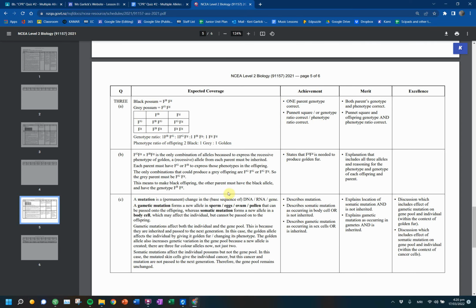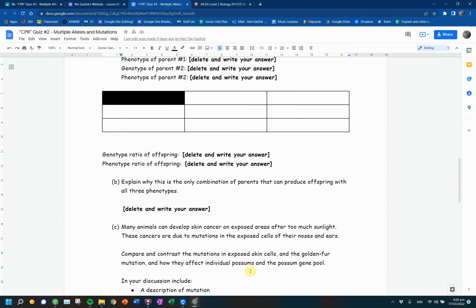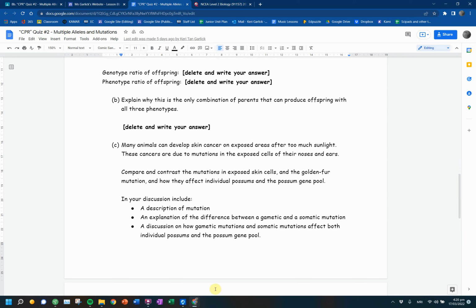Cool. I don't think there's really anything I need to add to that. So we'll move on to part C. Part C, we're looking at skin cancer, which happens when you have been exposed to too much light, and that's because of mutations to the areas that have been exposed. So nose and ears are very commonly forgotten when it comes to the sunscreen.